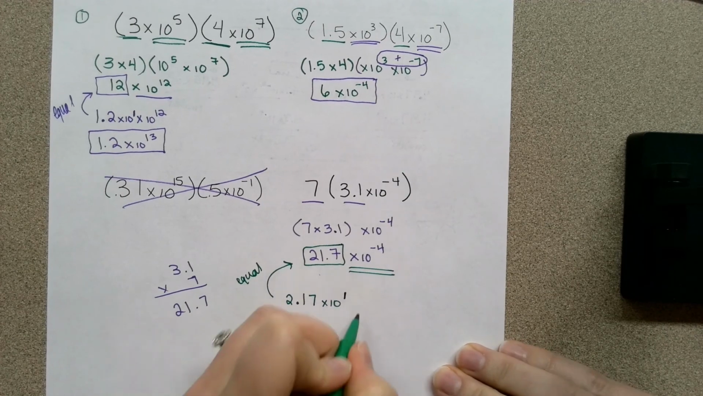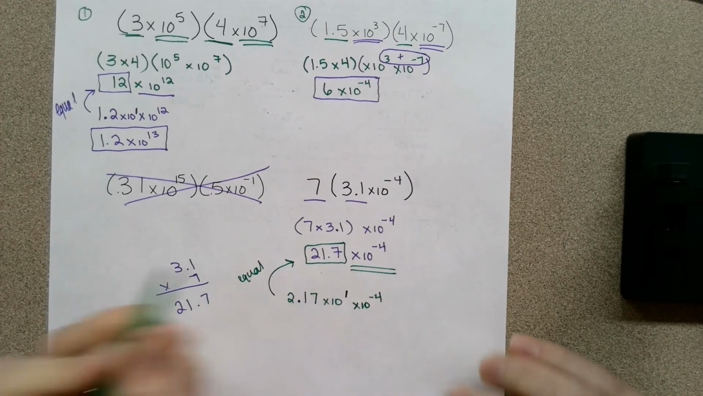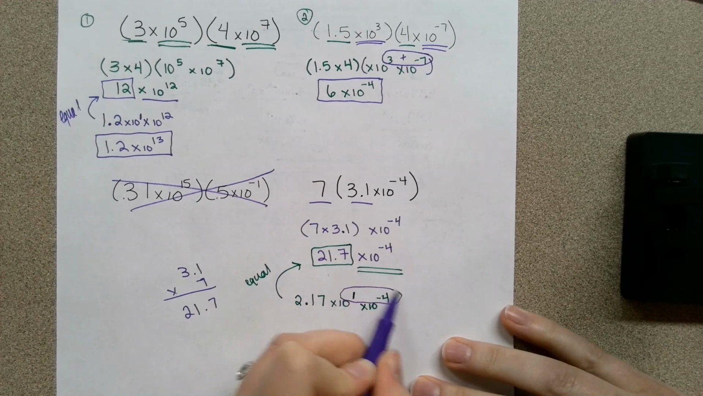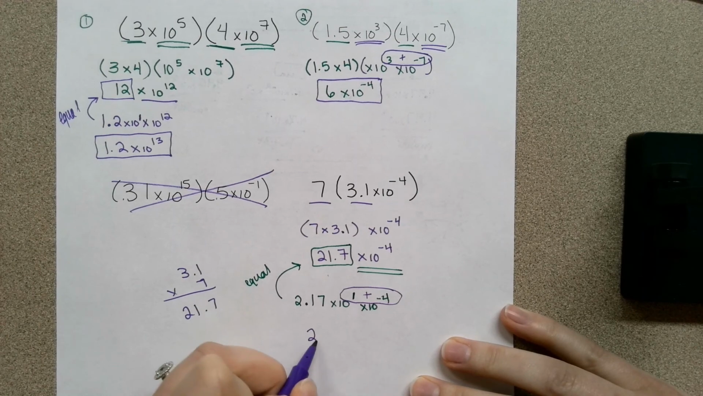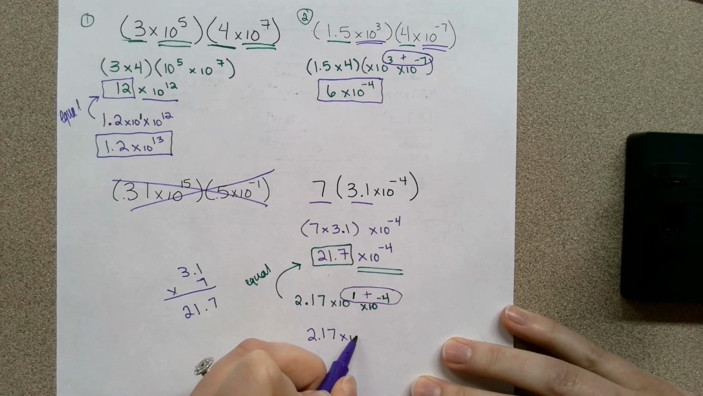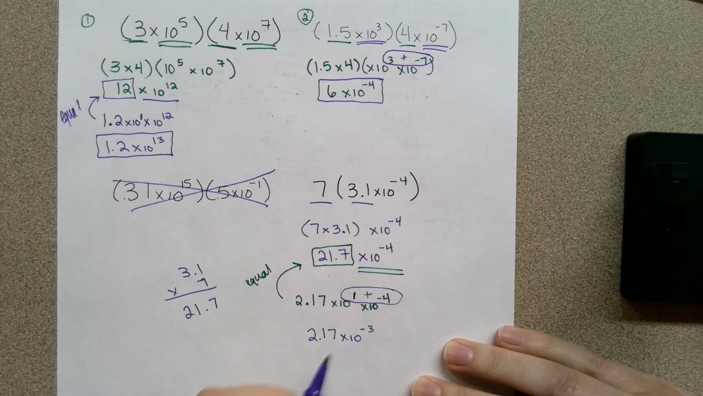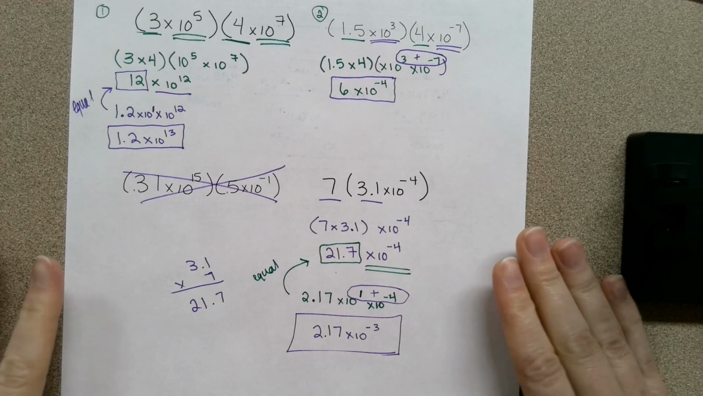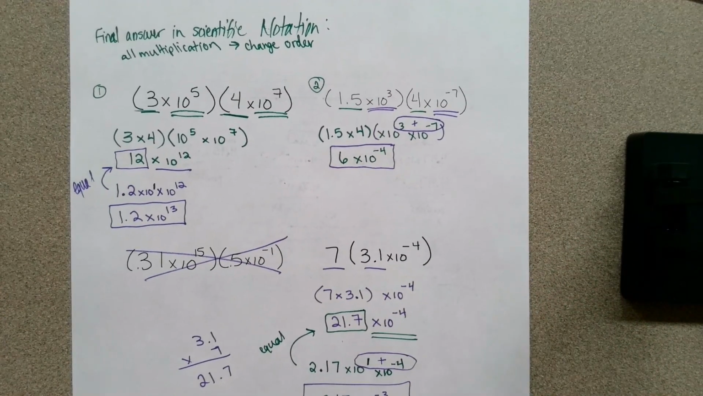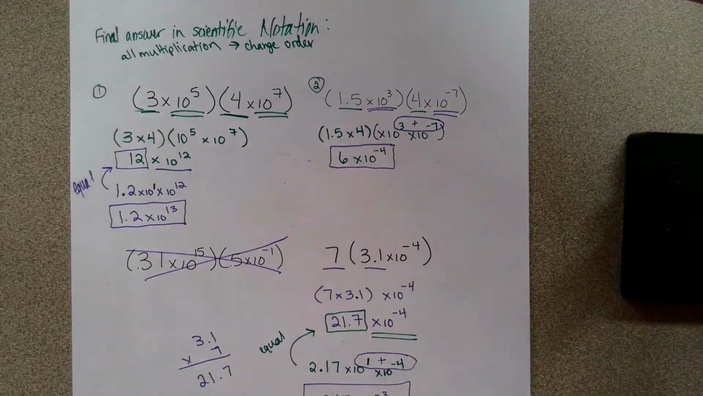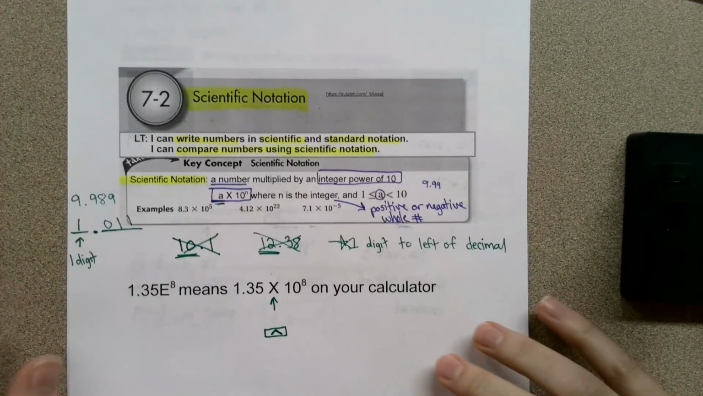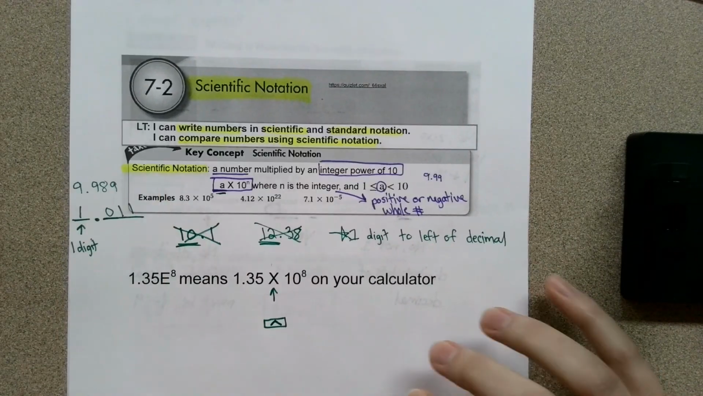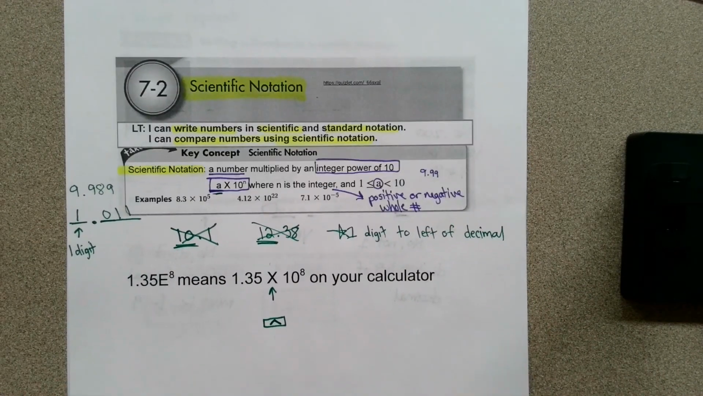This is still here, so we still have to say times 10 to the negative 4th, but then we can use this to combine those exponents, giving us 2.17 times 10 to the negative 3rd power as our final answer. So using that commutative property of multiplication is really helpful when we're working on this. Again, the main focus was to be able to write the numbers in scientific and standard notation and be able to compare the numbers using scientific notation within each of those different types of examples.